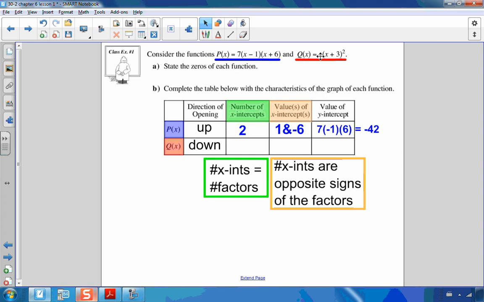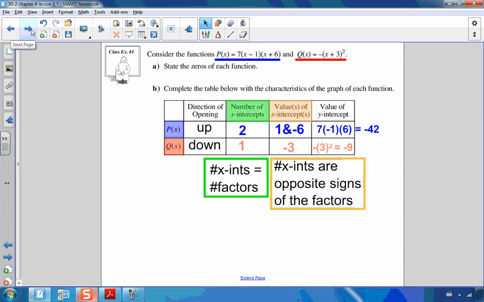Okay, my red graph here opens down because the leading coefficient is negative. Because it opens down, that means that I'm going to have a max. So p of x has a min, and q of x has a max. For the number of x-intercepts, there is only one factor there, so I only have one x-intercept. And that x-intercept is the opposite of +3, which is -3. Sorry, the opposite of -3 is +3. For the value of the y-intercept, let x be 0 and solve for y. So I'll have -3 squared, which is -9.